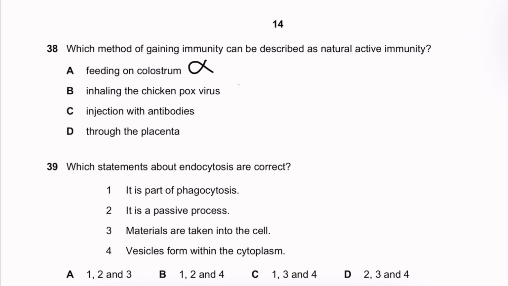So yes, because with natural active immunity, the only way to get it is basically to get the disease yourself firsthand, deal with it, and obviously now you have the immunity, you have the memory cells, you have the antibodies, you have everything. Injection with antibodies is a passive artificial immunity. Through the placenta is a natural passive, again, so it's B.